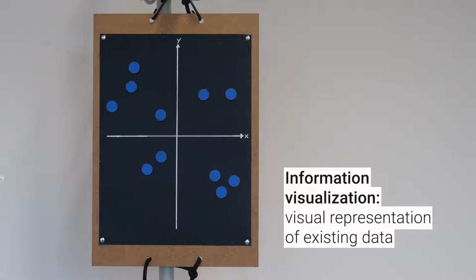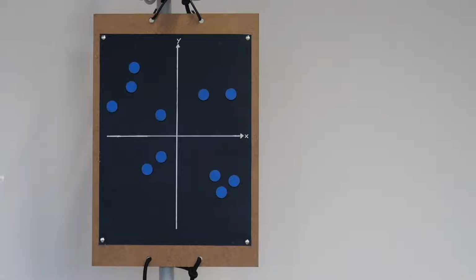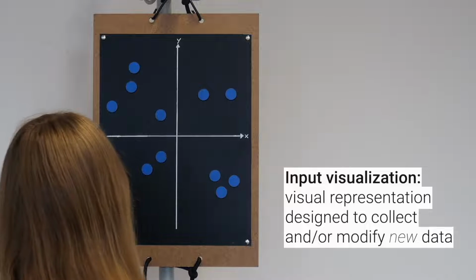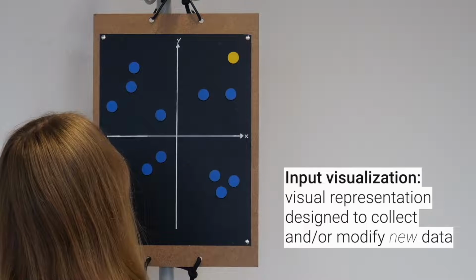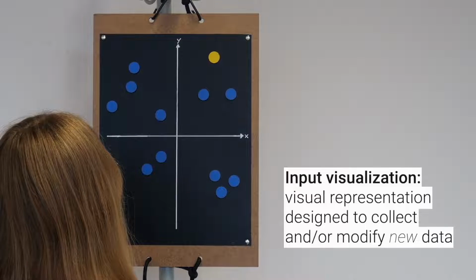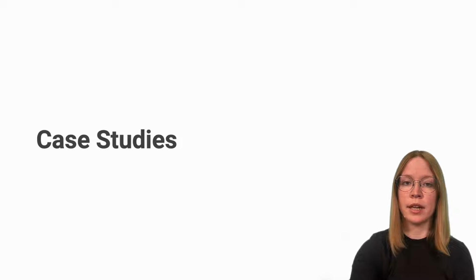The area of information visualization has traditionally been concerned with visualizing existing data. Yet there are a variety of visualizations that do not follow this approach and instead use visualizations for data input. We call these visualizations input visualizations, visual representations that are designed to collect or modify new data rather than encode pre-existing datasets. To help unpack this idea, I will start by highlighting 4 case studies.